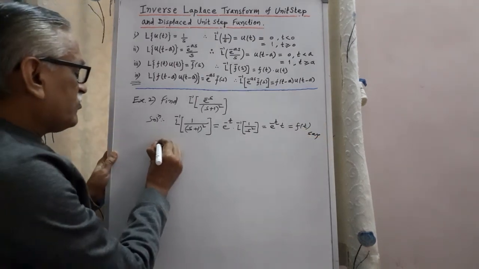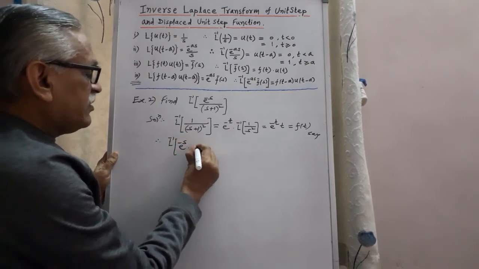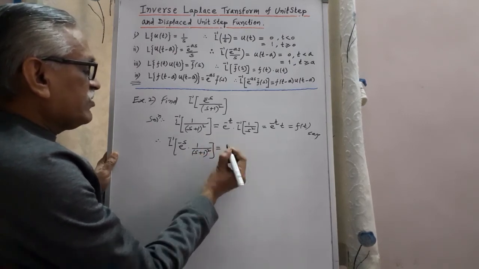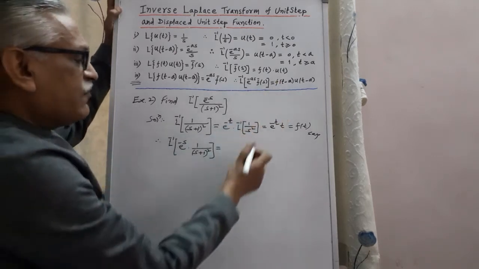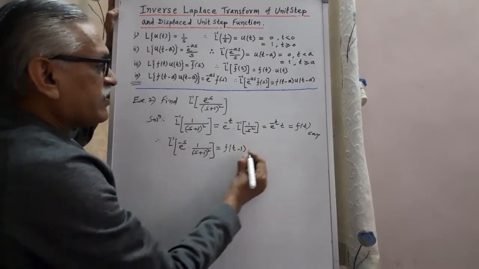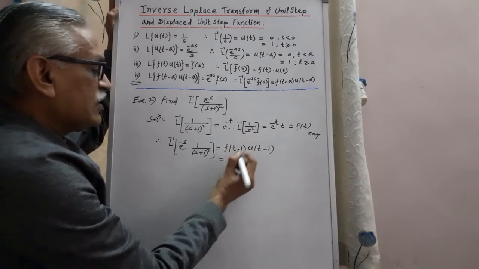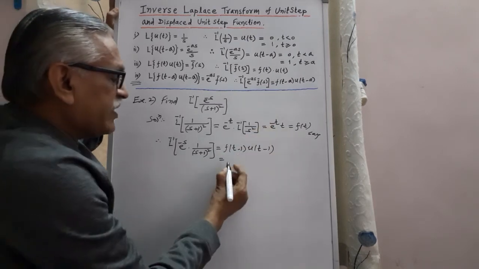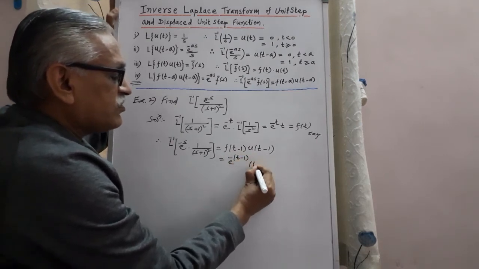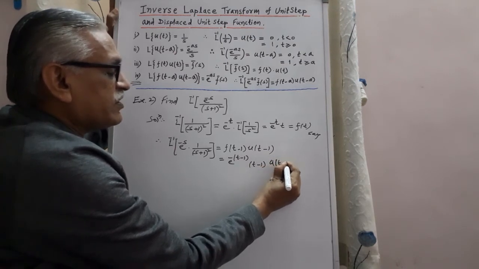And therefore, inverse Laplace of e raised to minus s into 1 upon (s plus 1) whole square is equal to, using this result, f of t minus a, a is here 1, therefore t minus 1, into u of t minus 1. And therefore, replacing t by t minus 1 in this result, we get e raised to minus (t minus 1) into (t minus 1) into u of t minus 1.